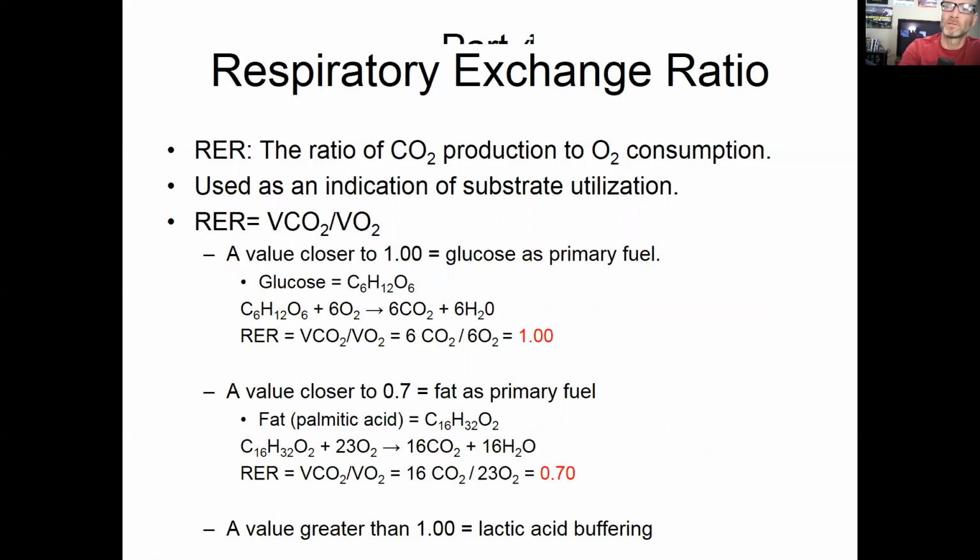Why? Well, here's our chemistry. Carbohydrate, we add in 6 units of oxygen, and we yield 6 units of carbon dioxide and 6 units of water.